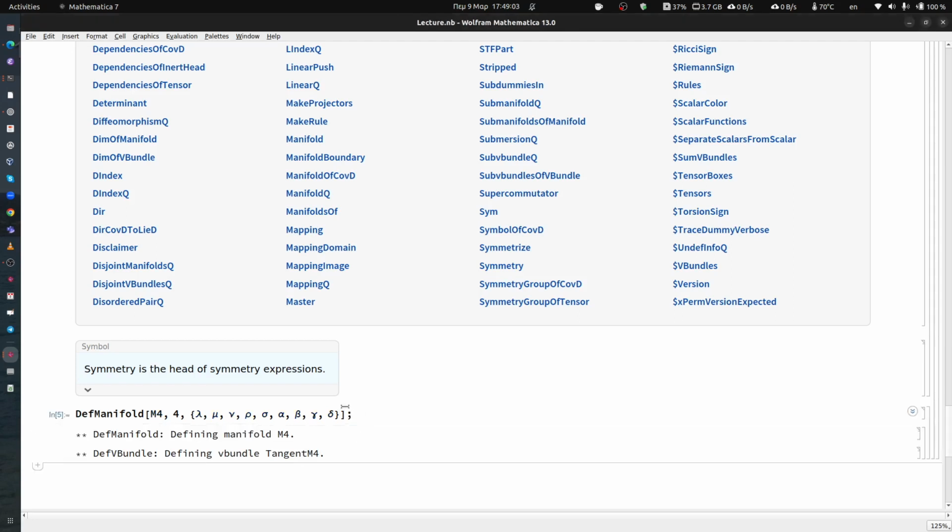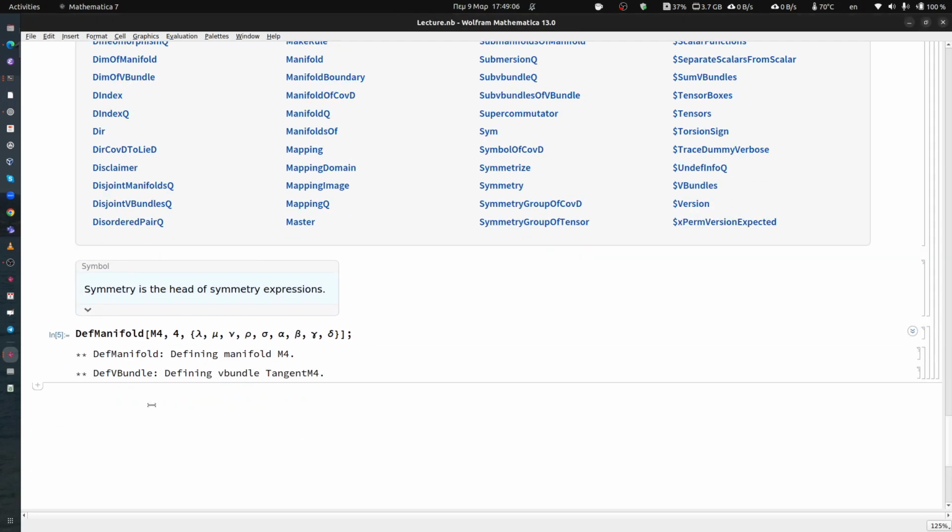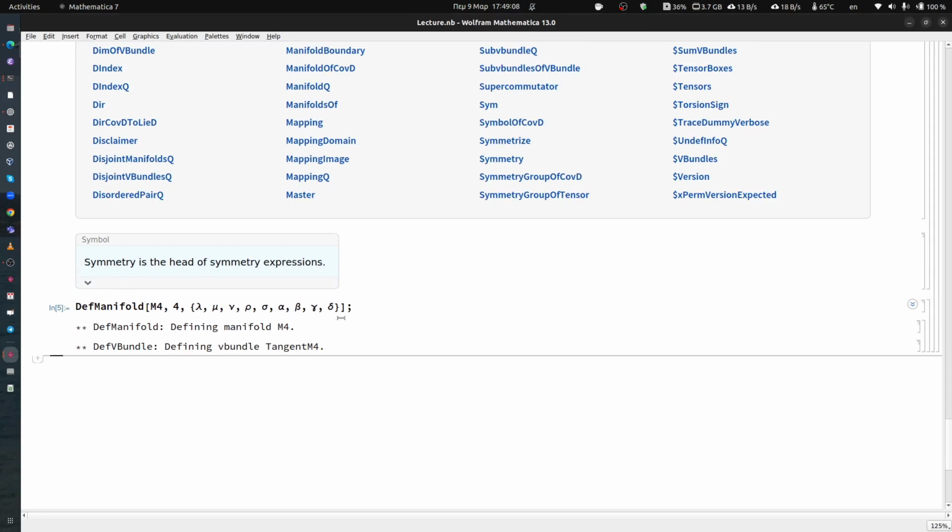So there are messages that it is quite instructive to read. DefManifold says that it is defining a manifold, M4, that is the name of the manifold, and there is an association of another entity called here TangentM4, which is the tangent space, the tangent bundle of this manifold.